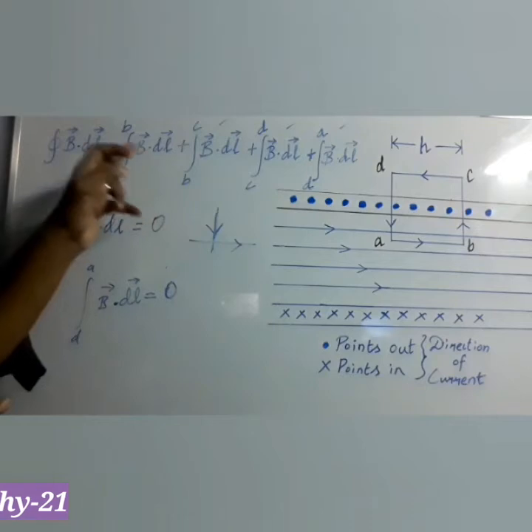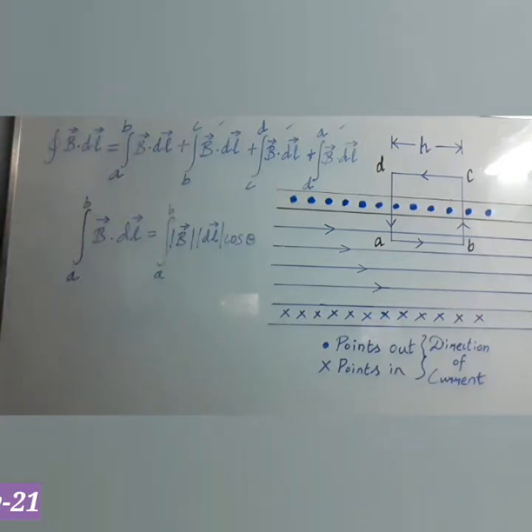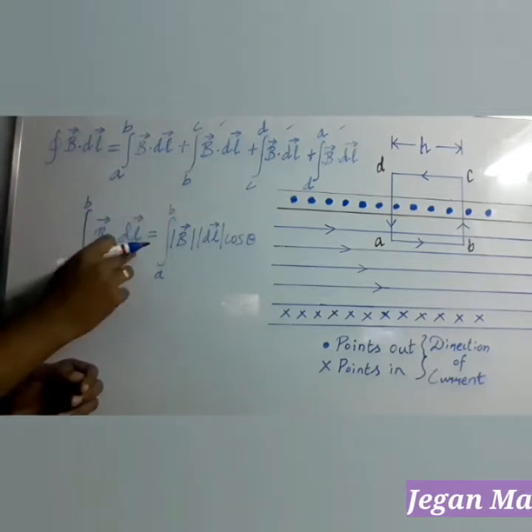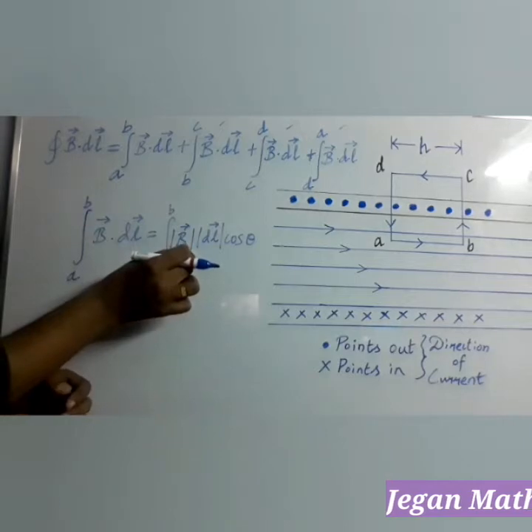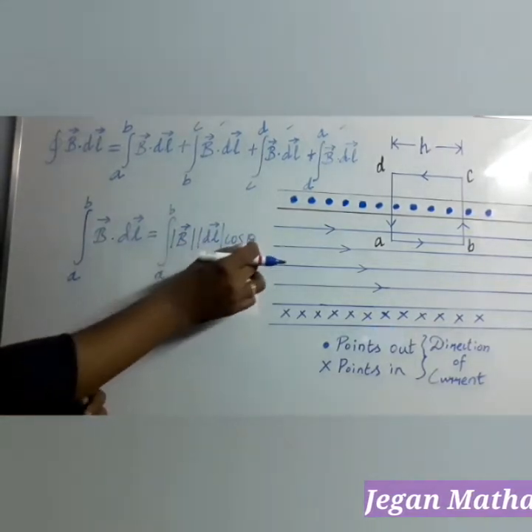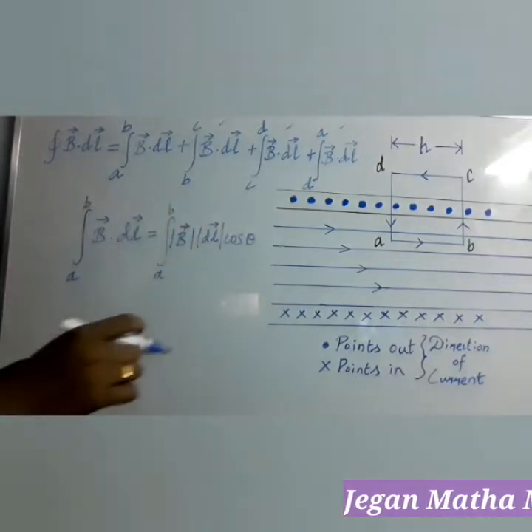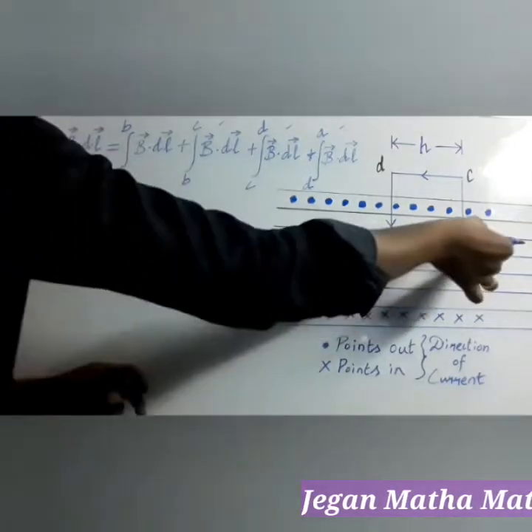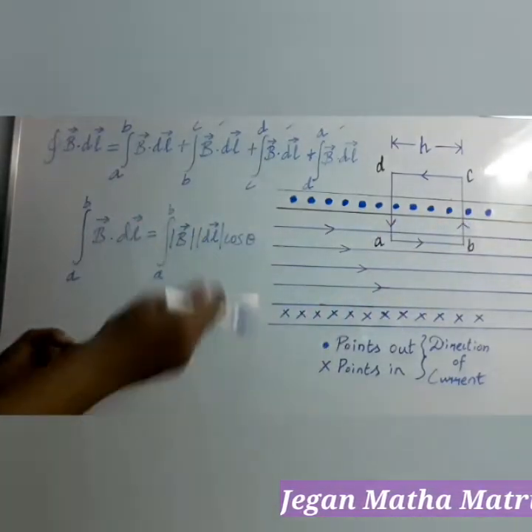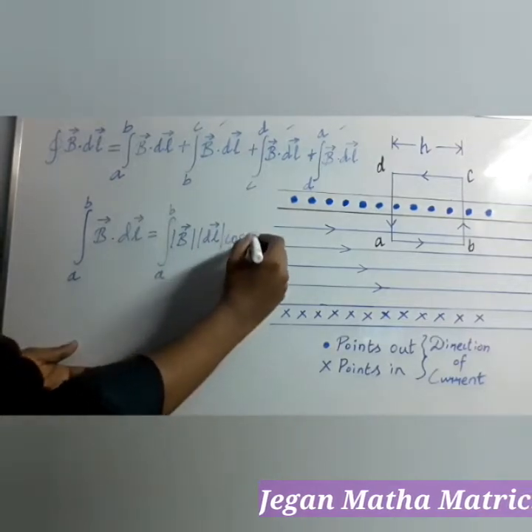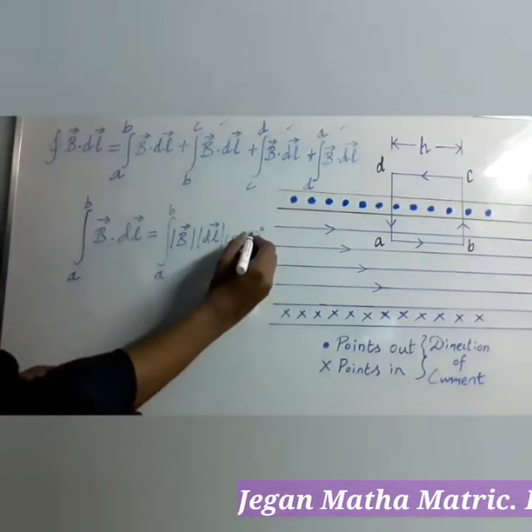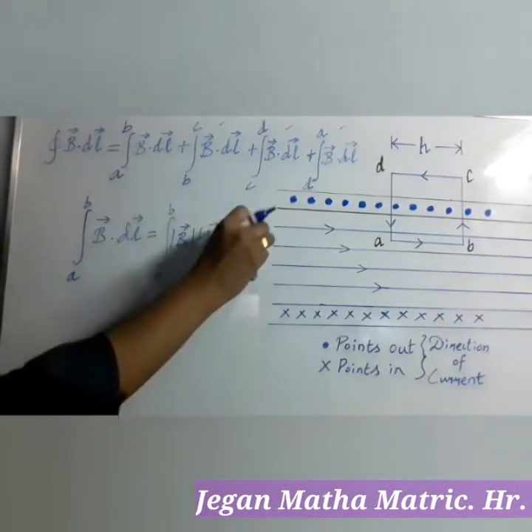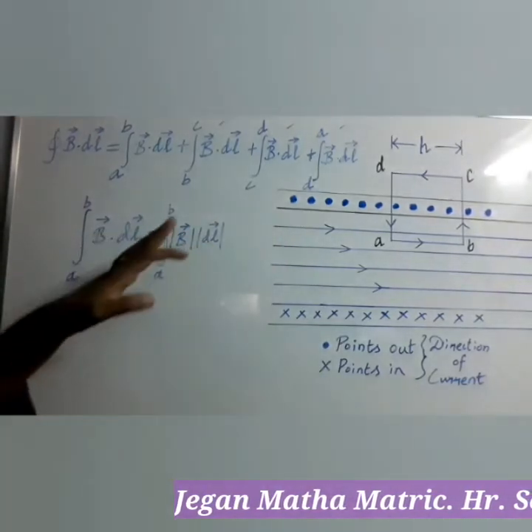So we can take the integral for A to B. Here I have written the integral for the length element A to B. So I expand that one, modulus of B and modulus of dl. As usual, cos theta is there. So here what is the angle between magnetic field and the length element? A to B acts horizontally. In the same direction, the magnetic field also acts. So what is the angle between them? 0. Both are in the same direction, so the angle is 0. Cos 0, what is the value? 1. So here 1 can be written.